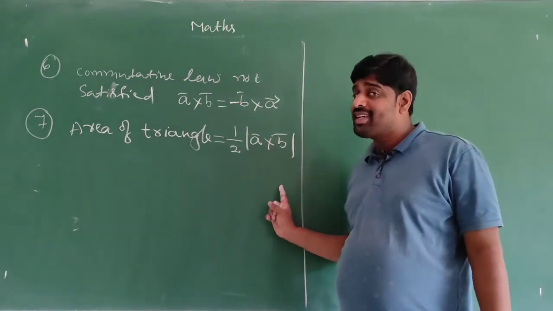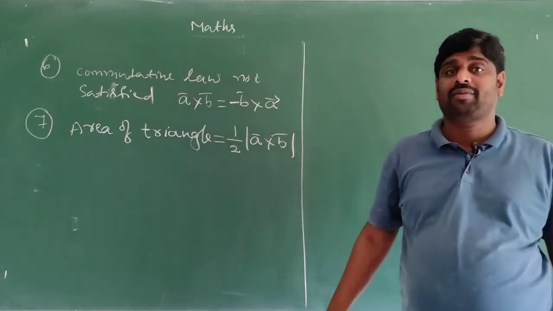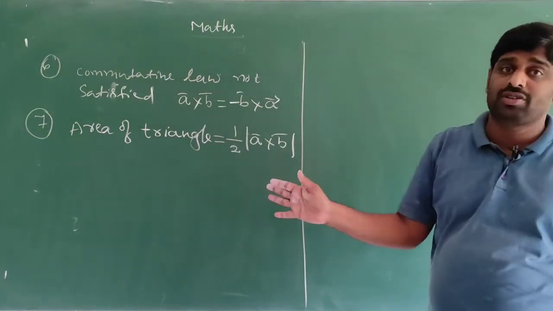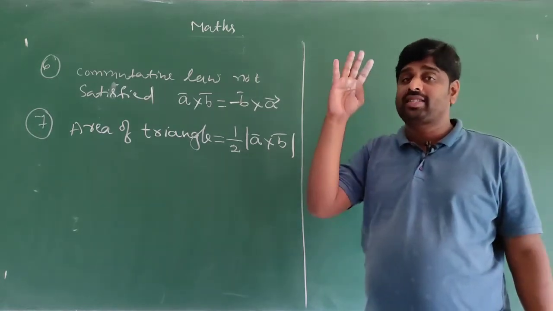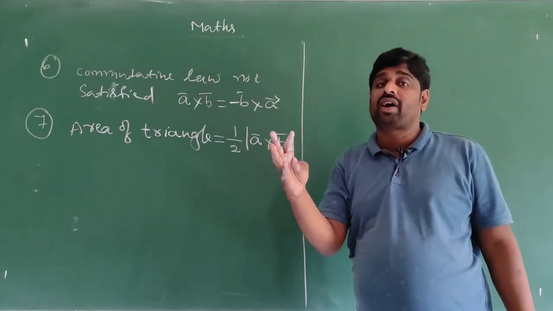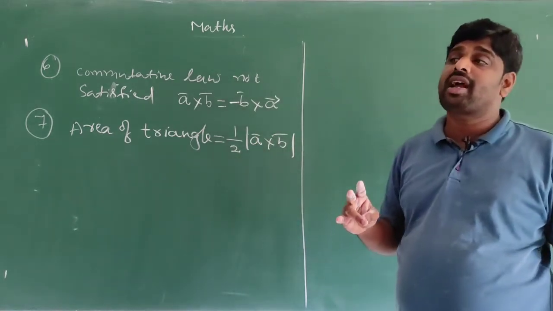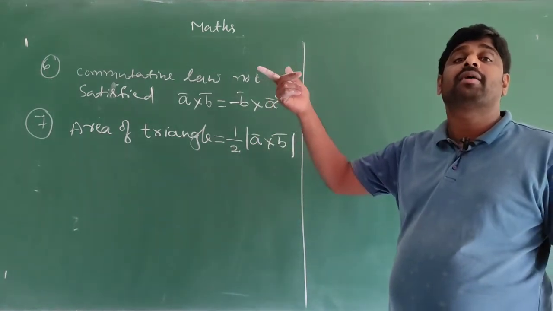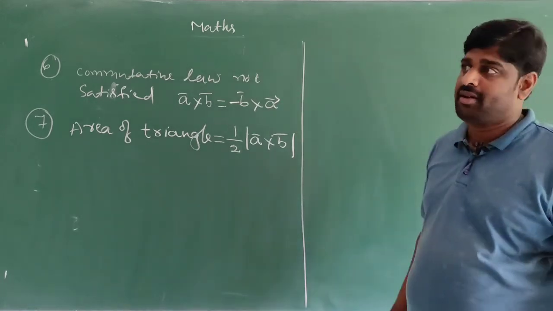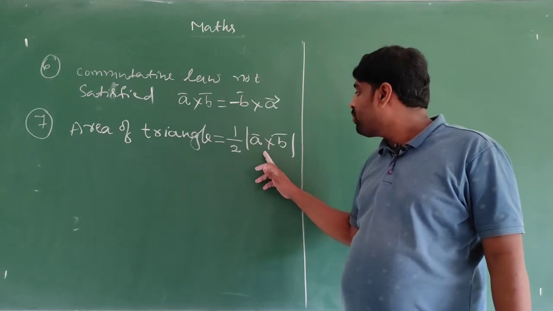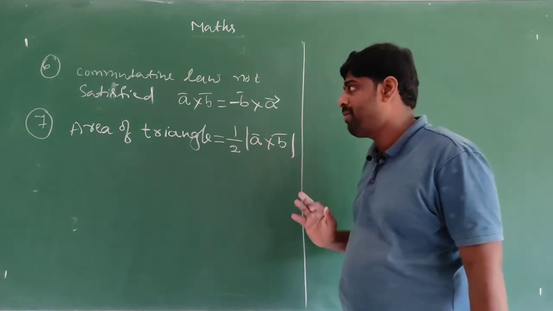When vectors are there, that is the vector method. When only points are there, that is the determinant method. Don't confuse. In determinants also it will come, the same 2 mark question: find the area of a triangle. There it is the determinant method, but here it is the vector method. Area of a triangle formula is 1 by 2 magnitude of A bar cross B bar.